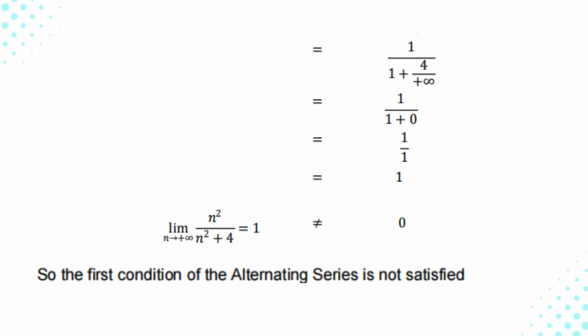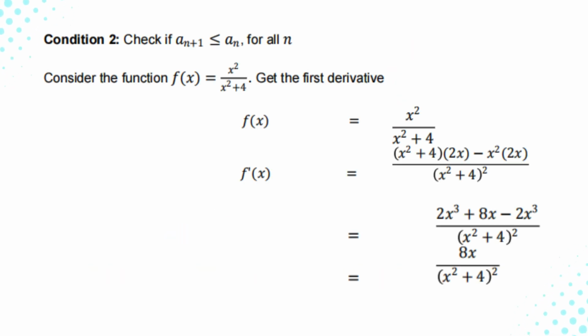So the limit of n squared over n squared plus 4 as n approaches positive infinity is equal to 1, which is not equal to 0. So the first condition of the alternating series is not satisfied. So let us check condition number 2. Check if a sub n plus 1 is less than or equal to a sub n for all n.